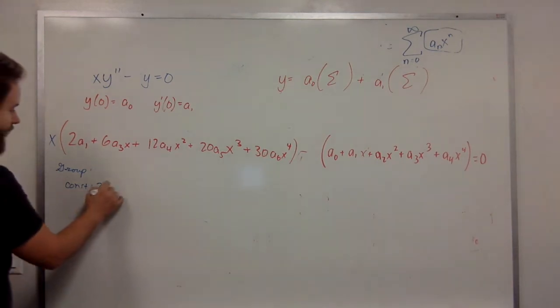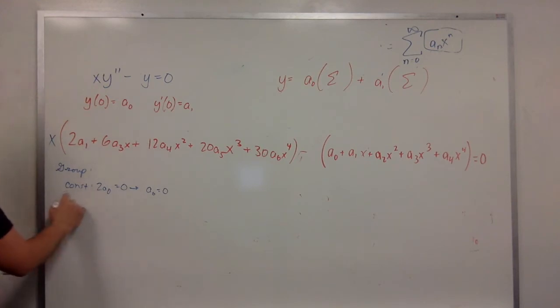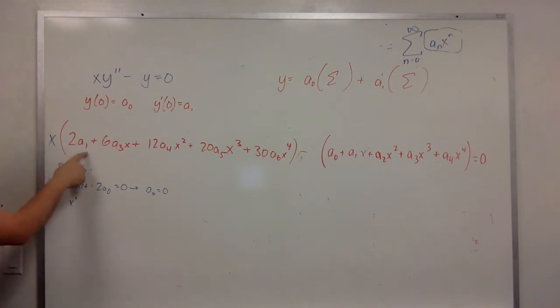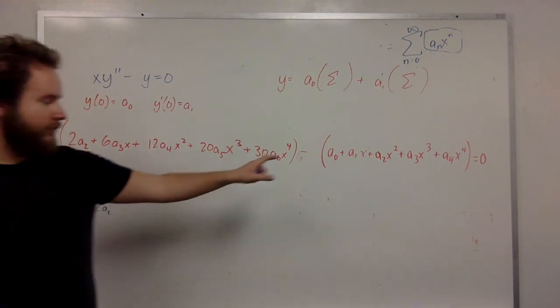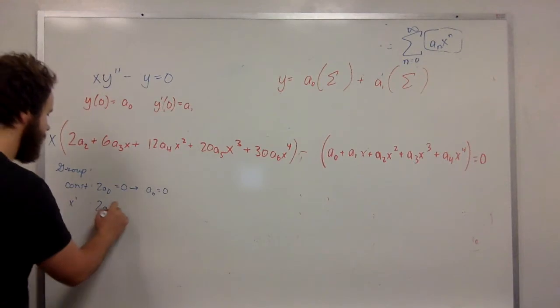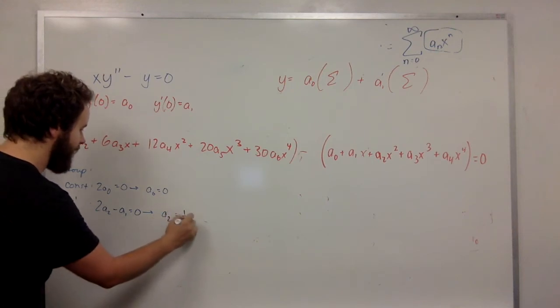Well, the constant in this case would be a0, which means equals 0, which means a0 is 0. Okay, that's fine. How about the x to the 1 terms? Okay, this would be 2a2. Much better. The x to the 1 terms: we have 2a2 of them here, and we have minus a1 of them over here. So a2 equals 1/2 a1.